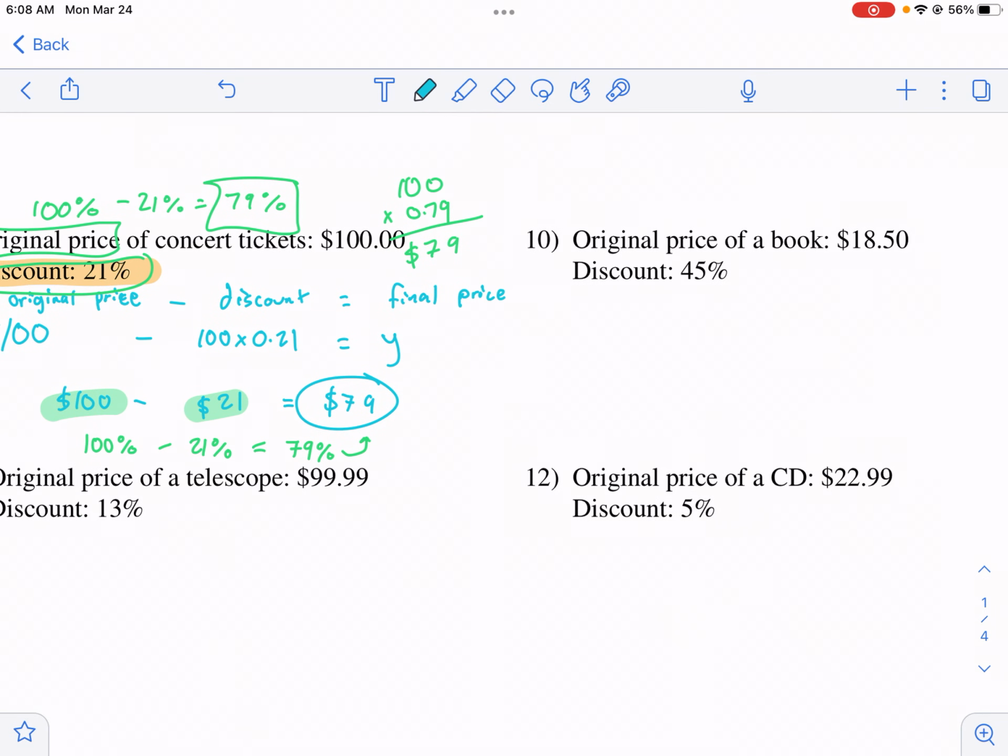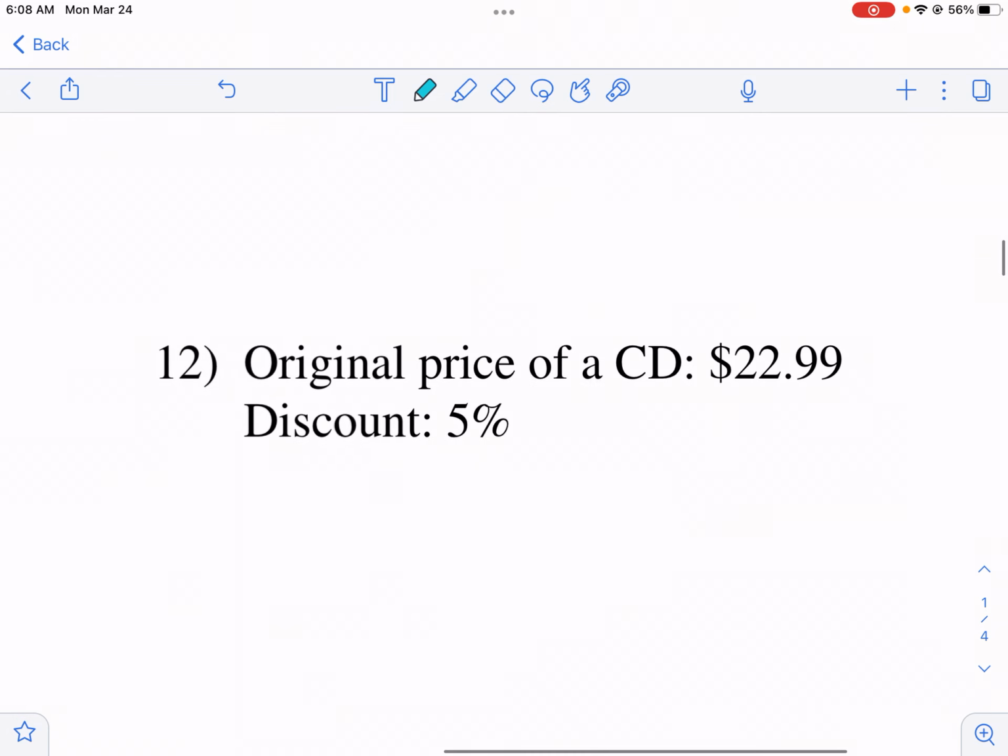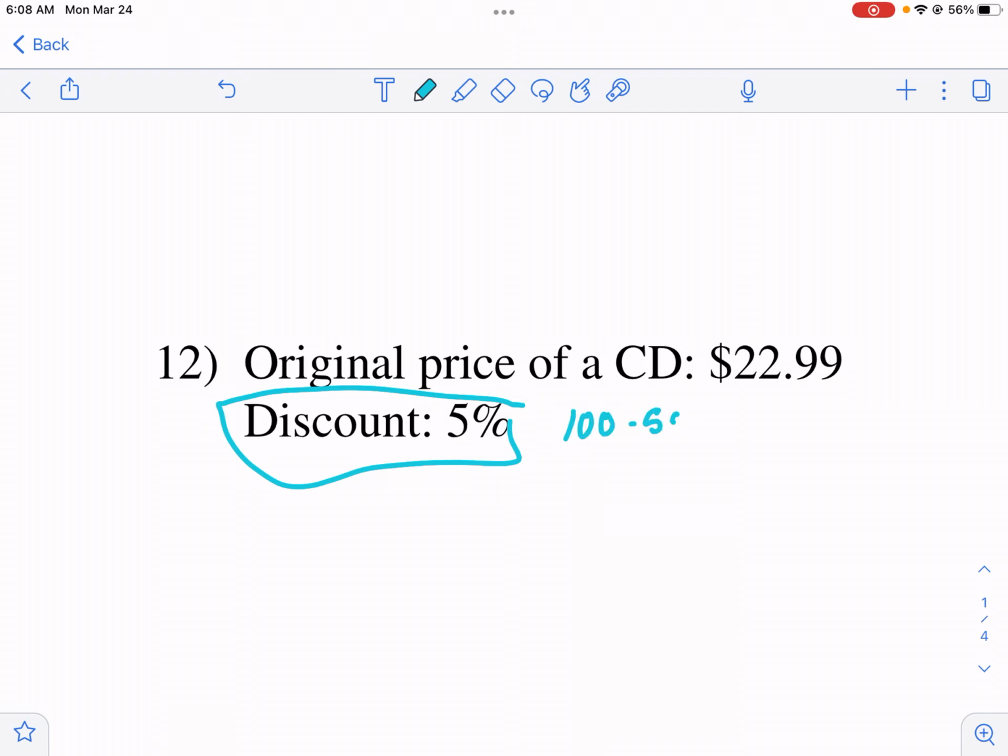So let's go do another one, a discount. Let's do this 5% discount. So if it's a 5% discount, what does that mean? Well, I'm going to do 100 minus that 5% discount. This is going to be 95% of the original price. So I do 22.99 times 0.95. And that's going to be my problem.